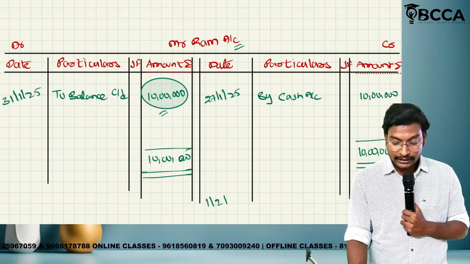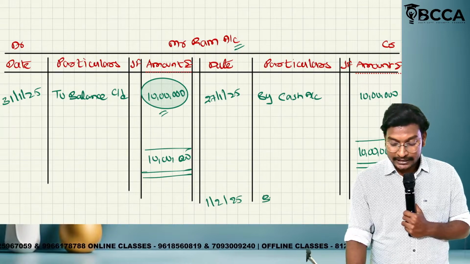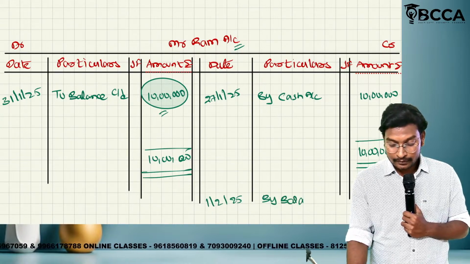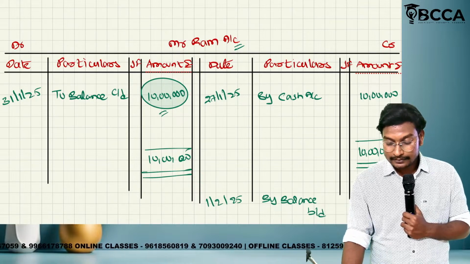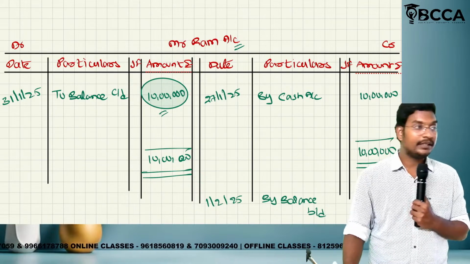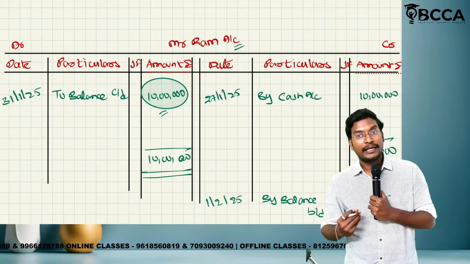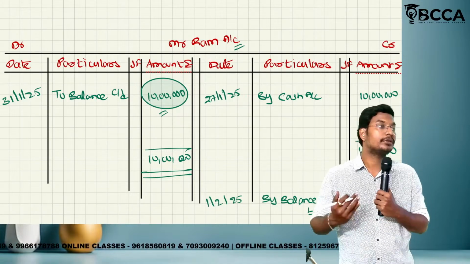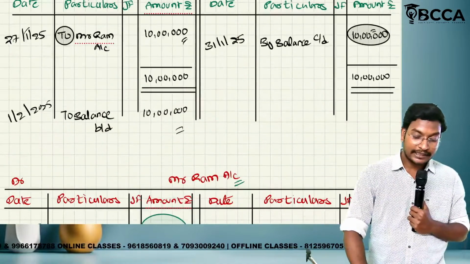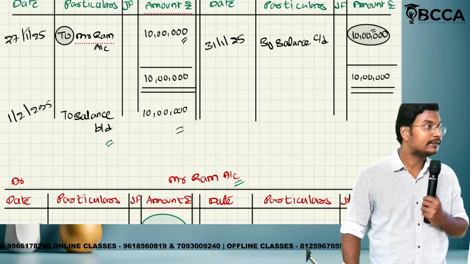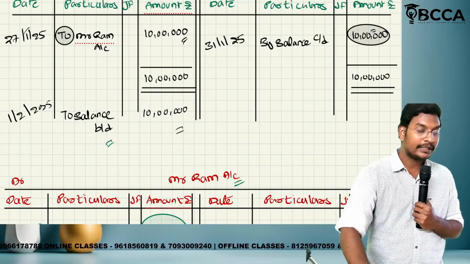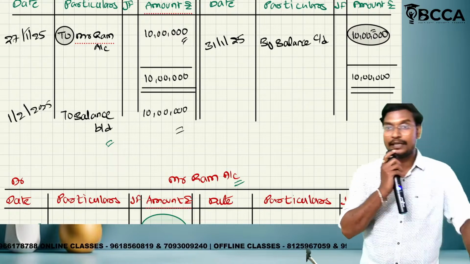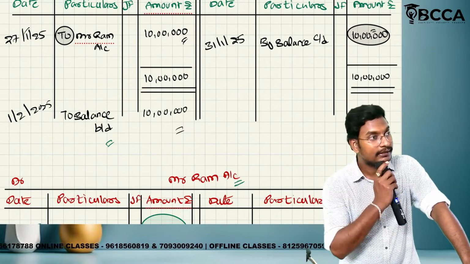1st February 2025. By balance brought down. So what is the amount? 10 lakhs and 10 lakhs. That means if you are getting the by balance brought down, that account is showing a credit balance. If you are getting the to balance brought down, that account is showing a debit balance. Or otherwise, if the debit side is more, we can call it a debit balance. If the credit side is more, we can call it a credit balance.